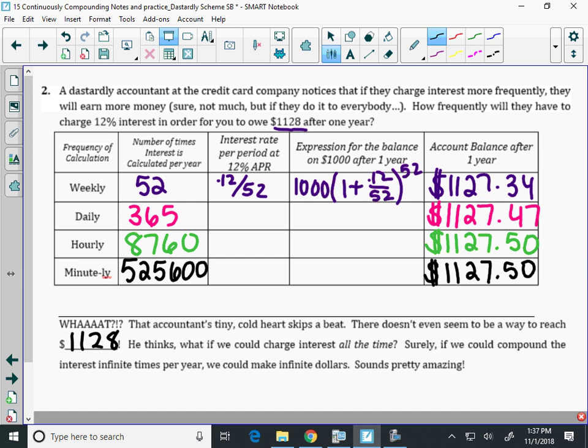So he comes up with this idea. Okay, minutely didn't work. But if I could charge interest all the time. Well, we could do seconds, but even more than seconds. What if we could charge interest all the time? Like every millisecond on the millisecond. Beyond that, surely we can compound interest an infinite number of times a year. And if I can compound interest infinitely, I could make infinite dollars. Right? It would make sense, right? If I could charge interest all the time, I can make a ton of money.